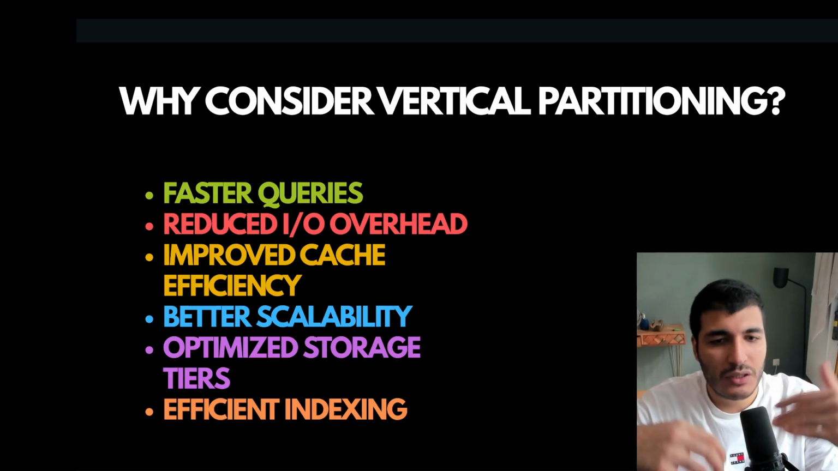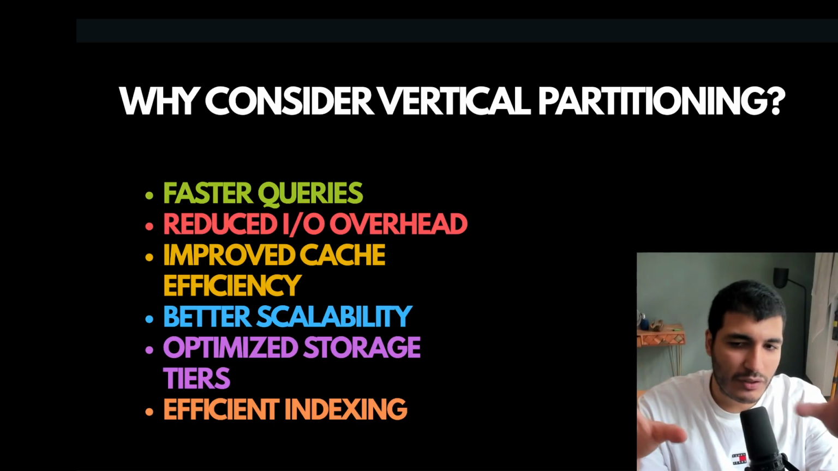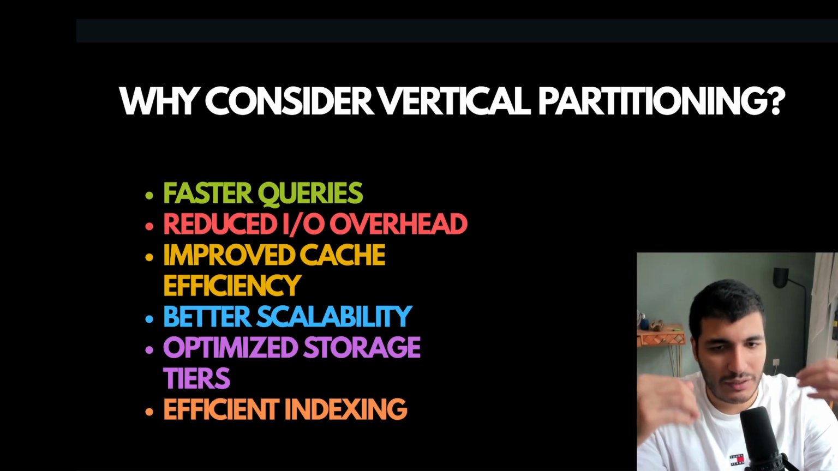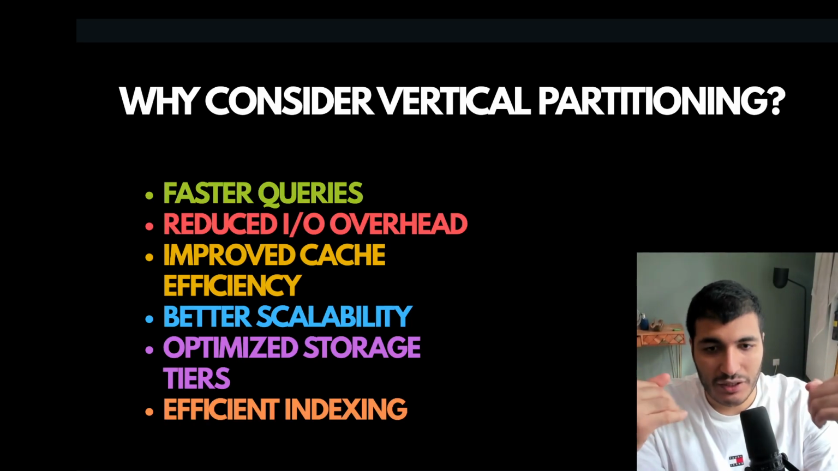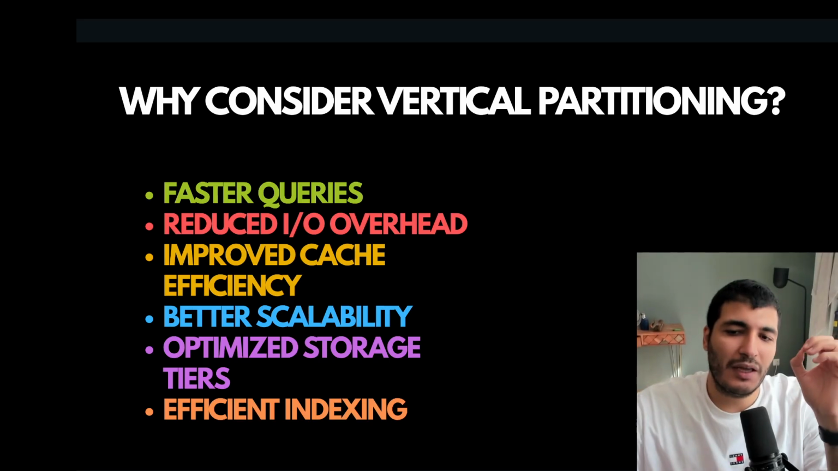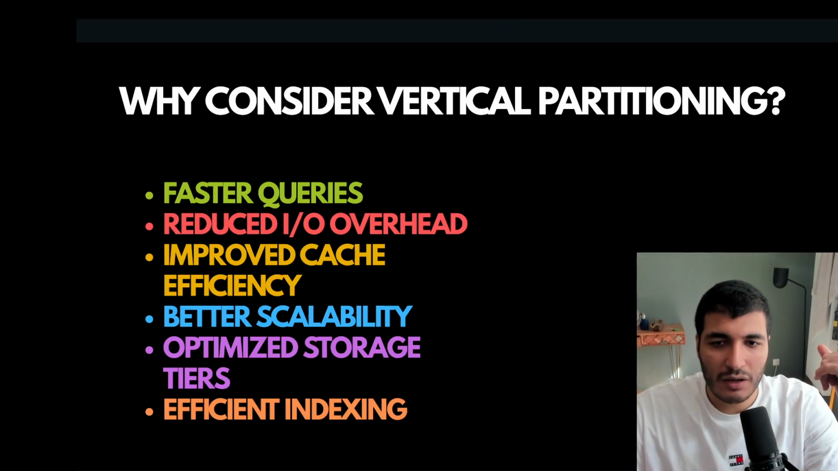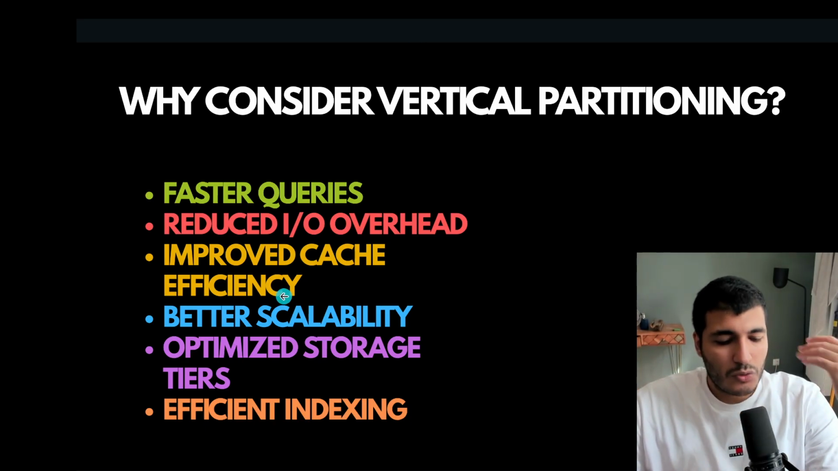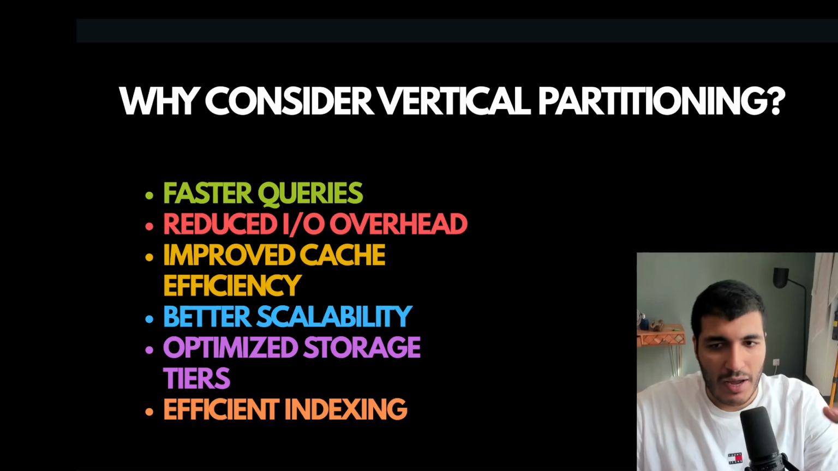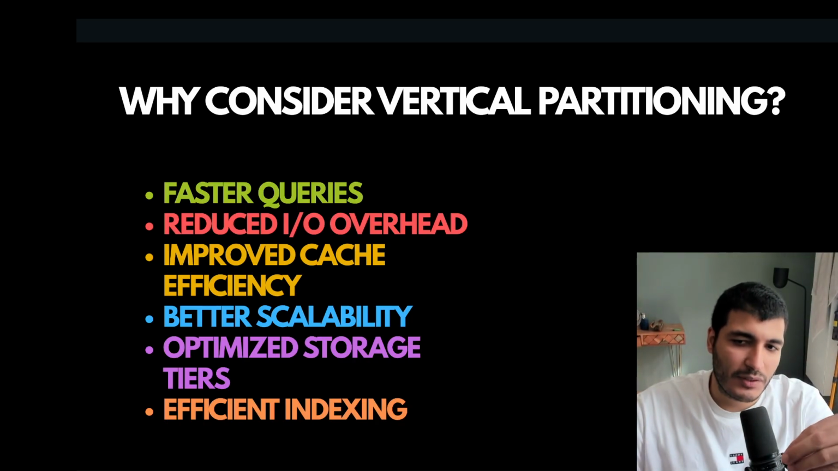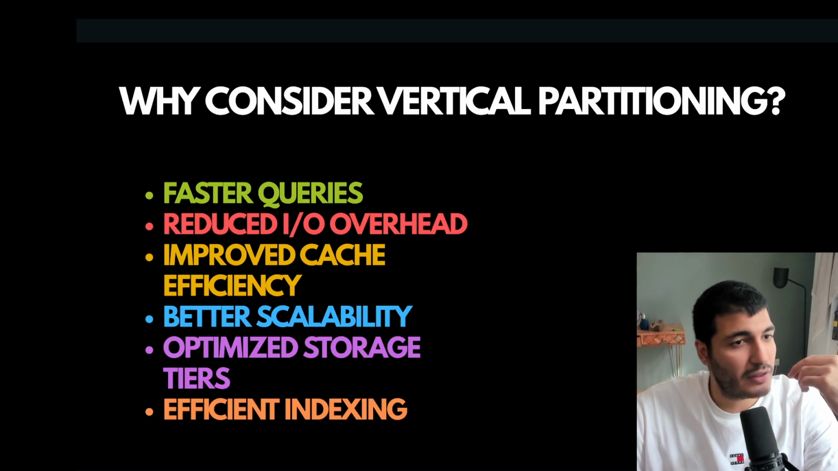Next, we have improved cache efficiency. Smaller, more focused tables, which contain only the most frequently accessed data, can be more effectively cached in memory. This means that what your application needs most often is more likely to be in fast RAM, further speeding up read operations. Also, it provides better scalability. When tables become too wide, meaning they have an excessive number of columns, they can become cumbersome to manage and scale. Vertical partitioning breaks them down into more manageable pieces, making future scaling efforts quite a bit easier.